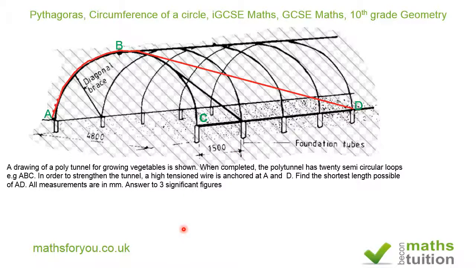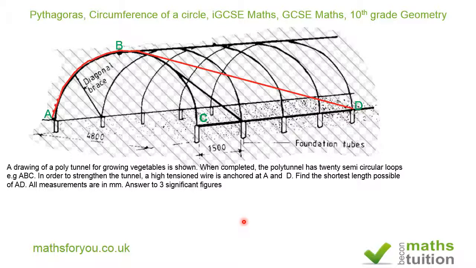Now, point D is at the 20th loop. So there are 20 loops, and point D is at the 20th loop. I couldn't fit all 20 in this drawing, so I've shortened it up. Now what we want to find is the length of this high tension wire from A to D.